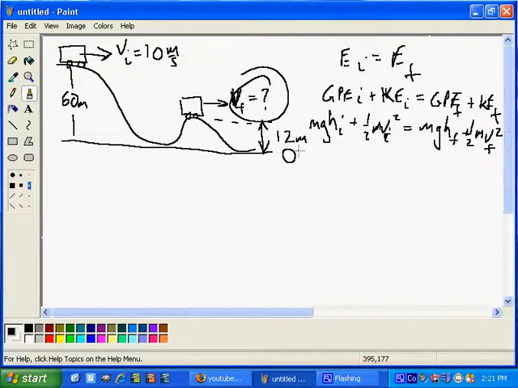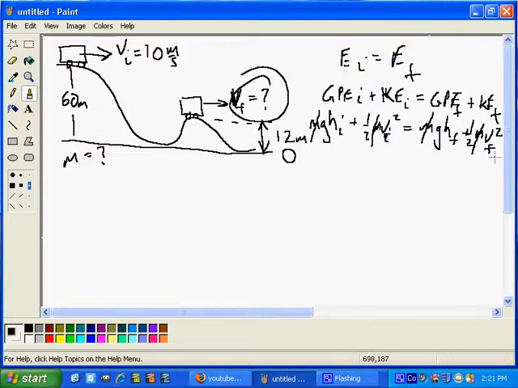So if you notice, I haven't given the mass in this situation. I don't know what the mass is, and it doesn't really matter. I don't care what the mass is because it's going to cancel out of the equation here. Cancels there, it cancels there, it cancels there, and it cancels there.